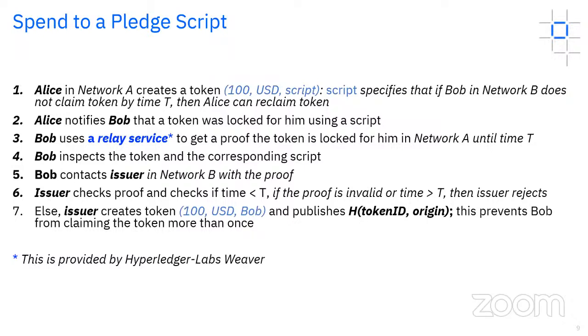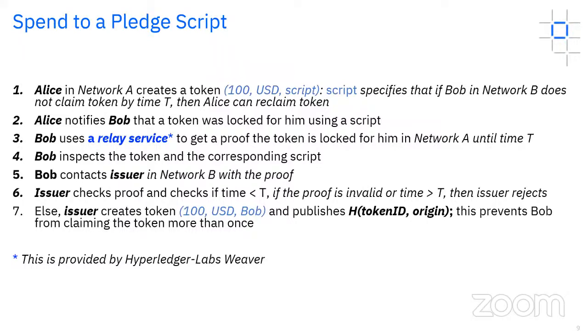So now if we try to think about the flow of this cross network transfer. We start, as we said, with Alice creating a token for Bob, and it will specify a script that captures this cross network transfer. And then Alice would notify Bob, because Bob does not have a way to know if the token was pledged for them, because he's not part of that network.